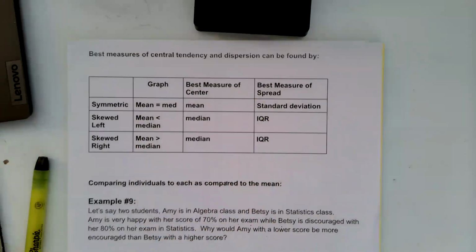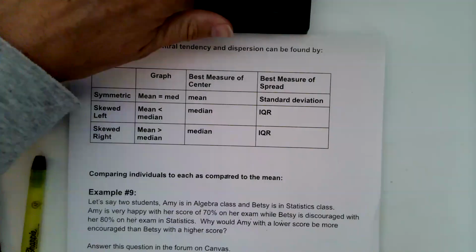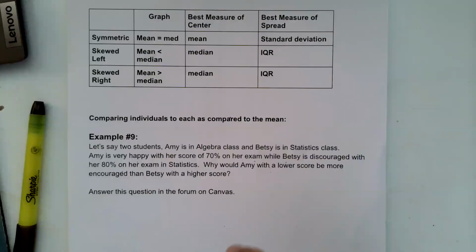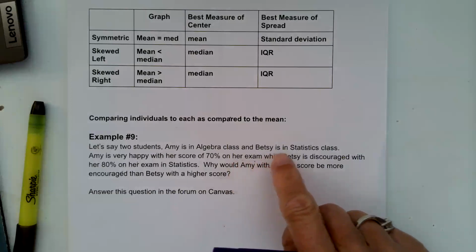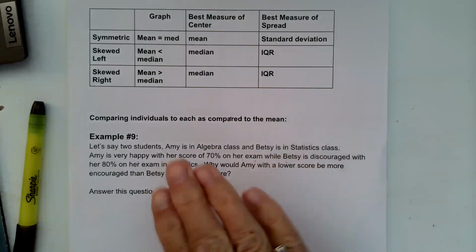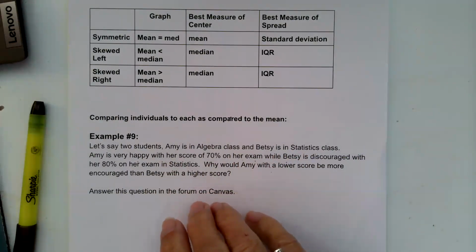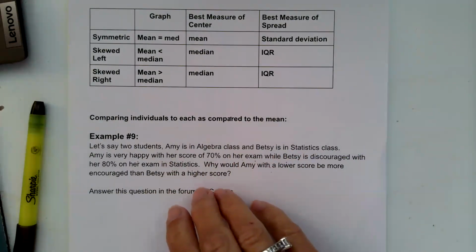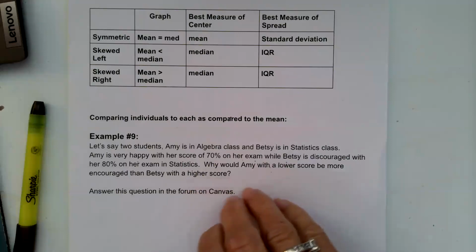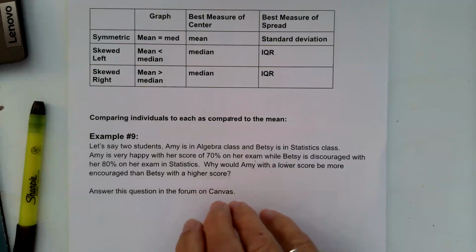So let's look at an example of comparing that. Let's say 2 students, Amy is in algebra class and Betsy is in statistics class. Amy is very happy with her score of 70% on her exam, while Betsy is discouraged with her 80% on her exam in statistics. Why would Amy with a lower score be more encouraged than Betsy with a higher score?